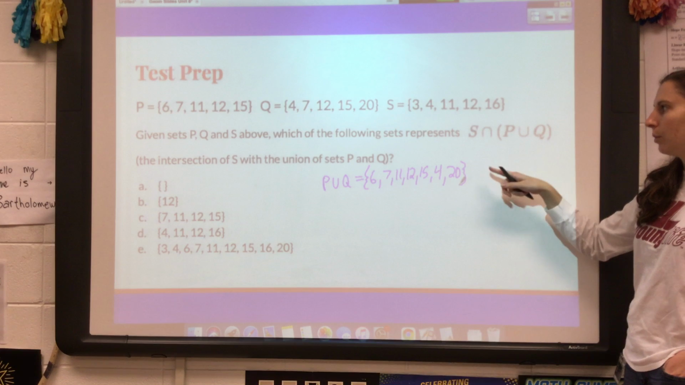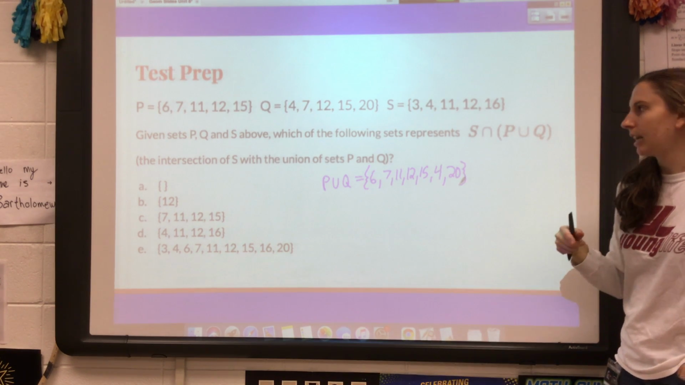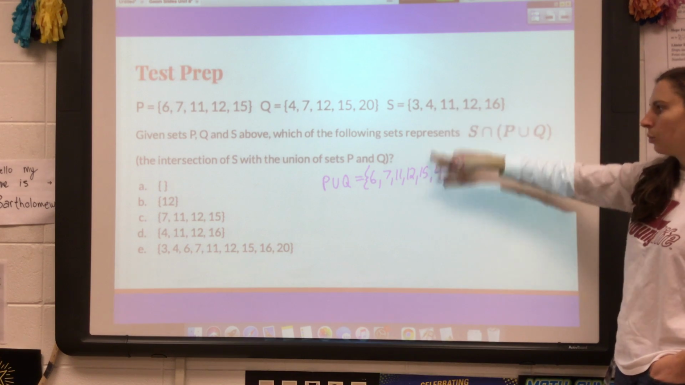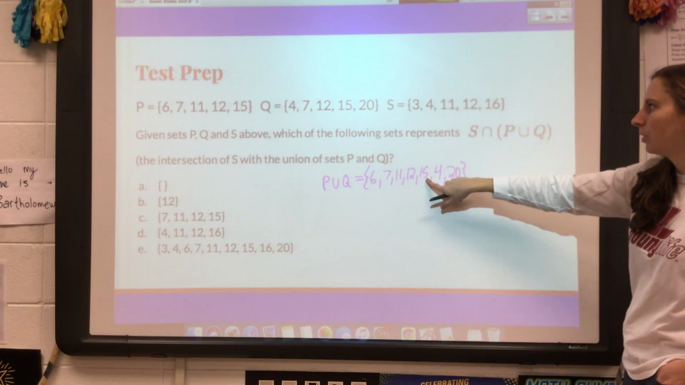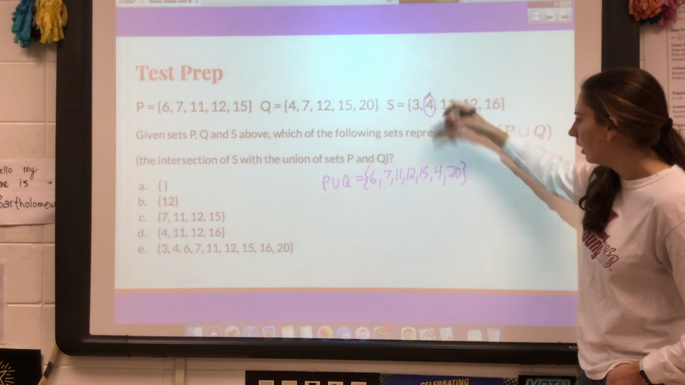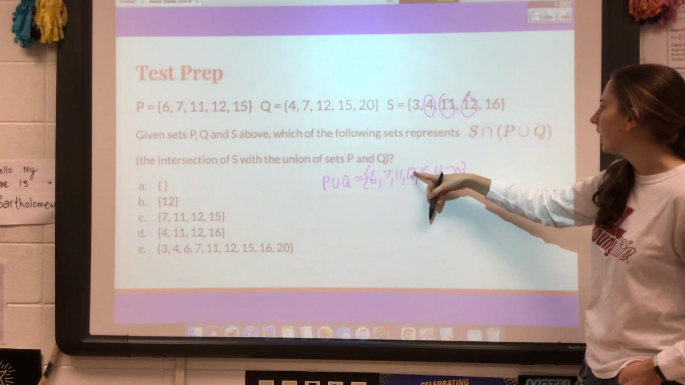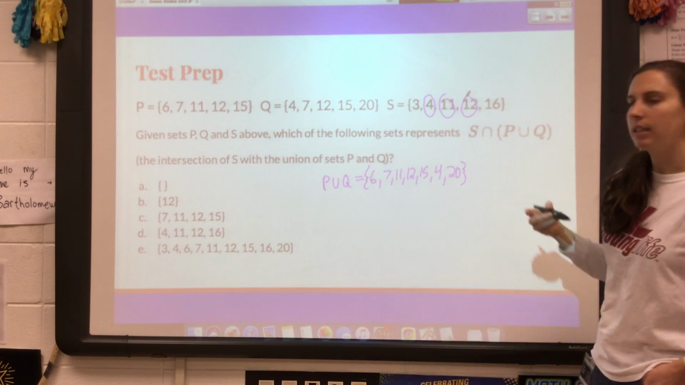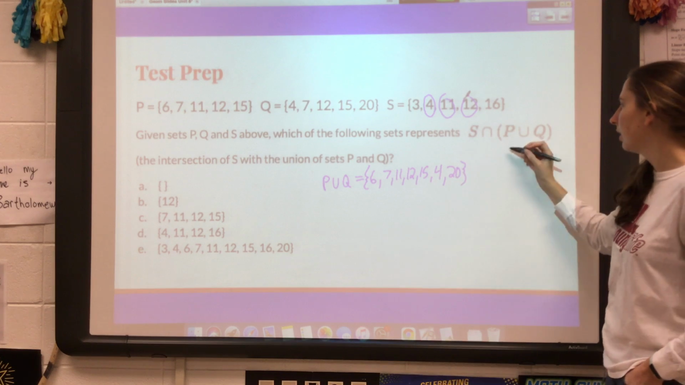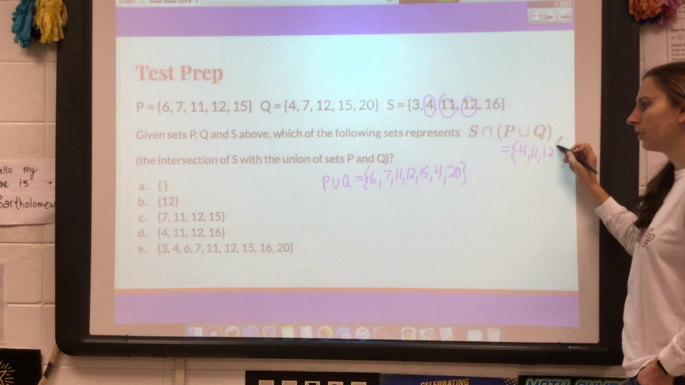Now what I want to do is basically take this and see where it overlaps with S, because now I want to do S and this thing, so I've got to see where their intersection is. So basically, what overlaps between these 2? There isn't a 3, there is a 4, 11 is here, 12 is here, and there is no 16. So that's the intersection, and that's my answer for 11 and 12.